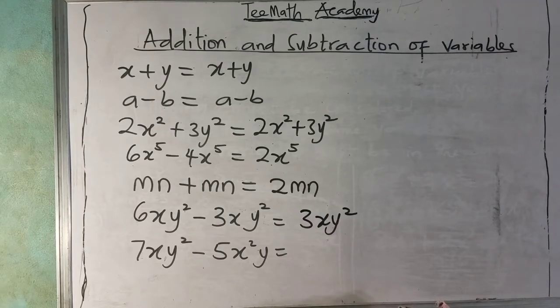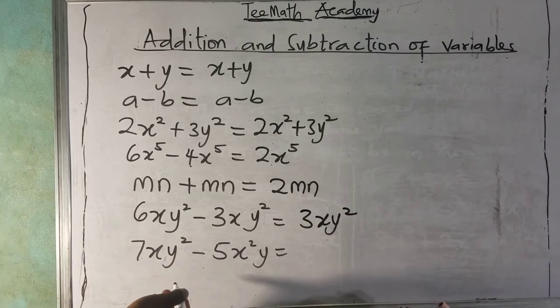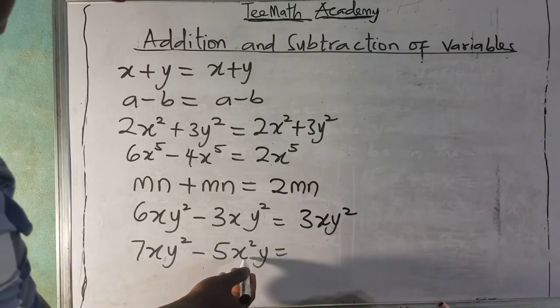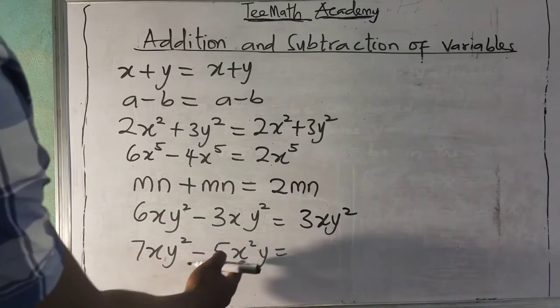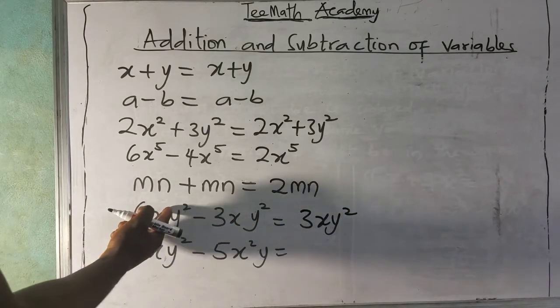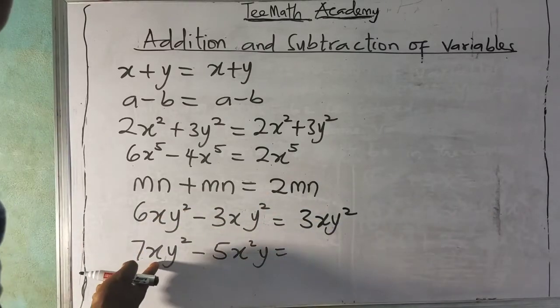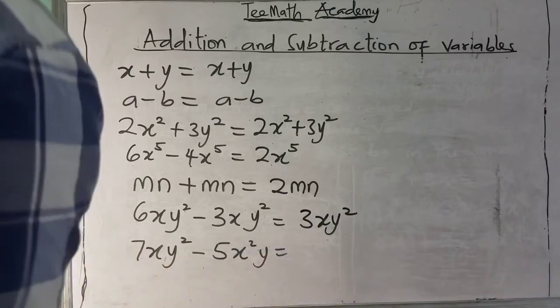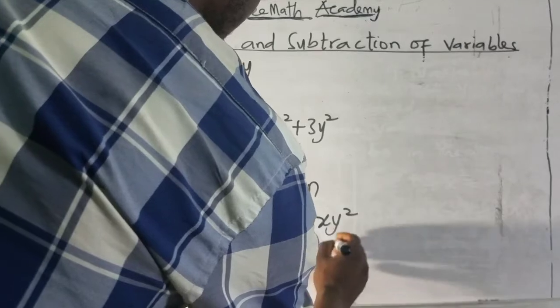And the next one says 7 minus 5. I know it's 2, but look at this one. This one is x squared y, and this is x y squared. It's not the same anymore. The power here is 1, here is 2. Power here is 2, here is 1. They are not the same. Therefore, you write it back.